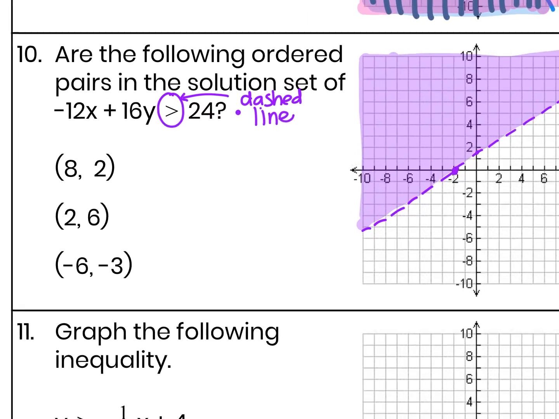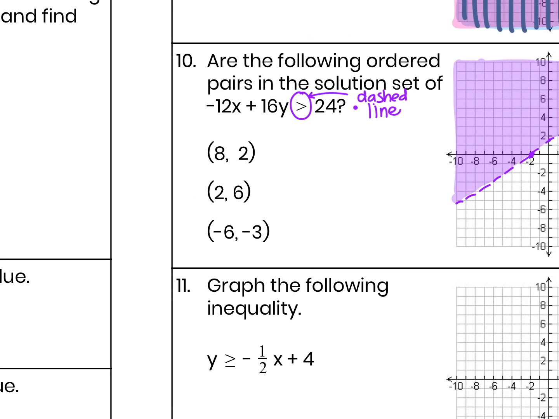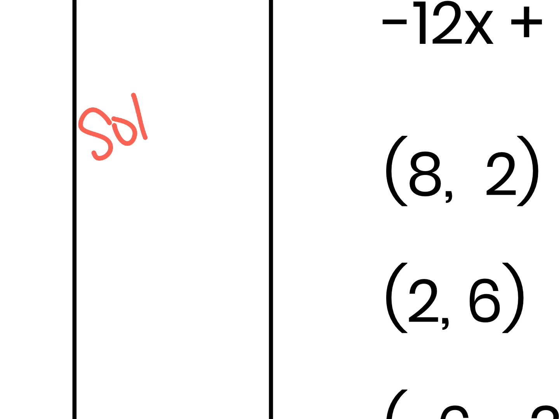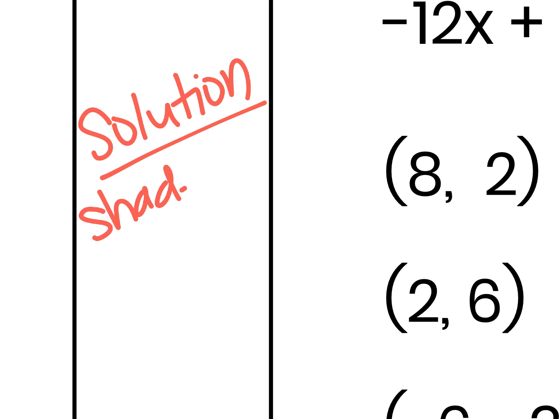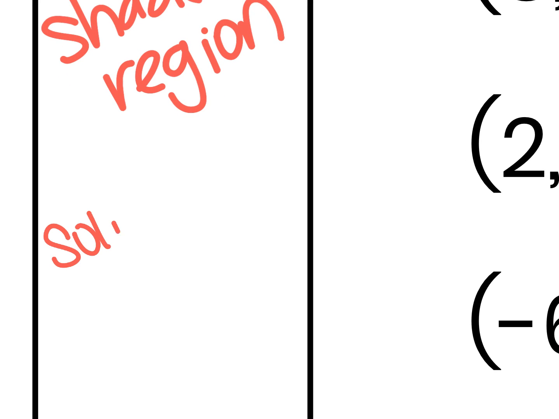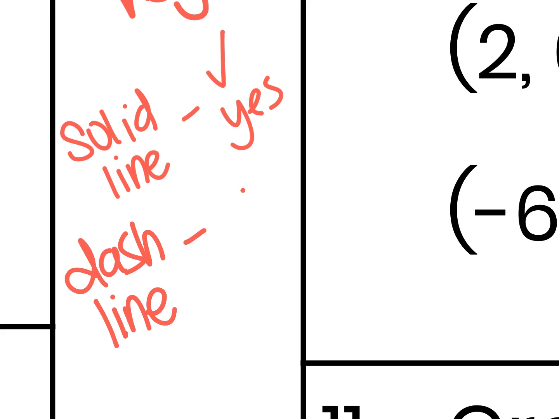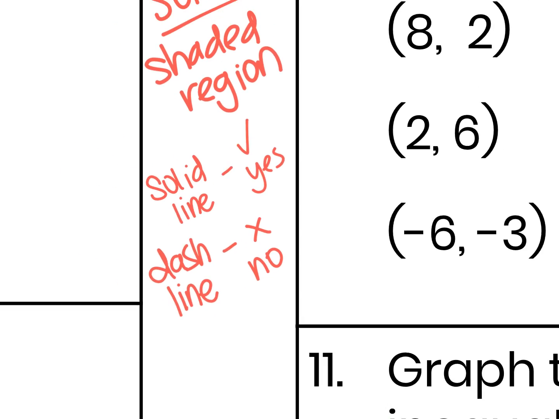Okay, so now it's our job to check to see if these 3 points are in the solution set. So the solution set for an inequality is the shaded region. What if it lands on top of the line? Well, if it's a solid line, then yes, it's still part of the solution. If it's a dashed line, then no, it's not part of the solution.